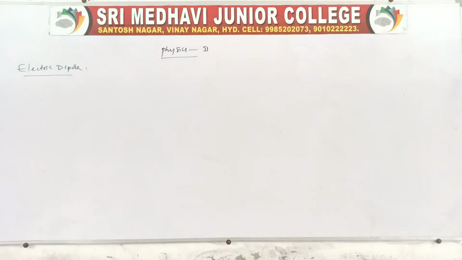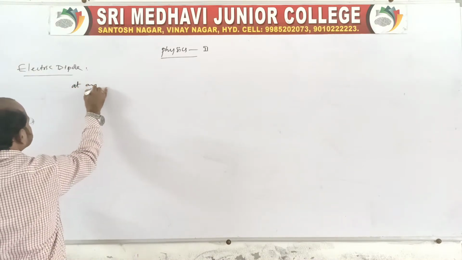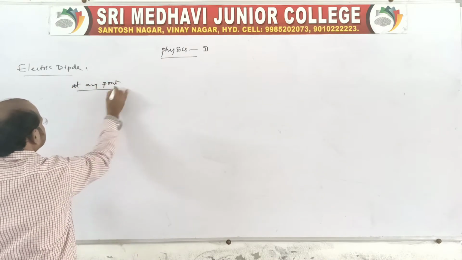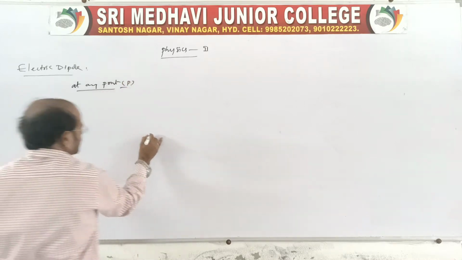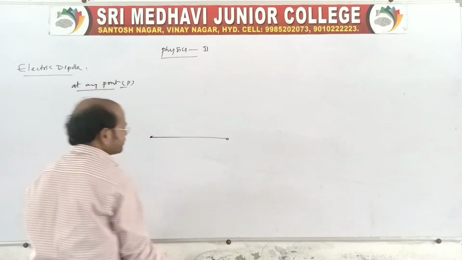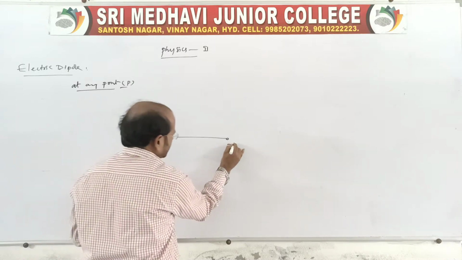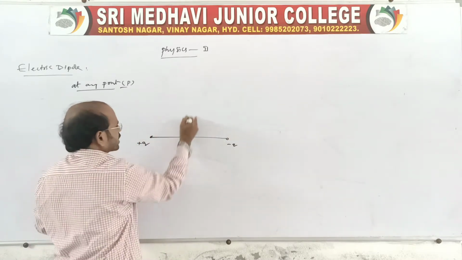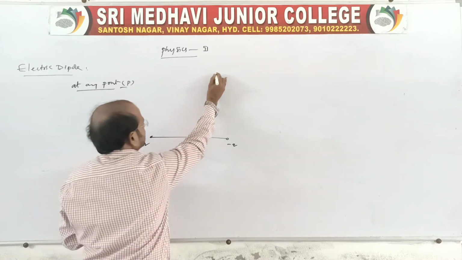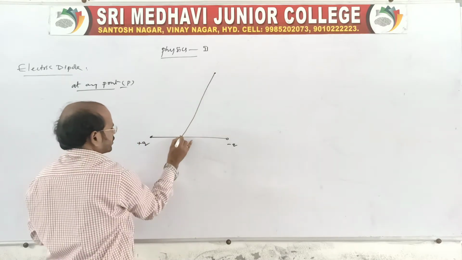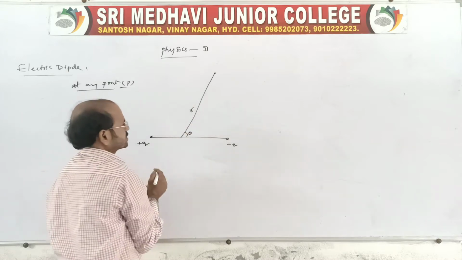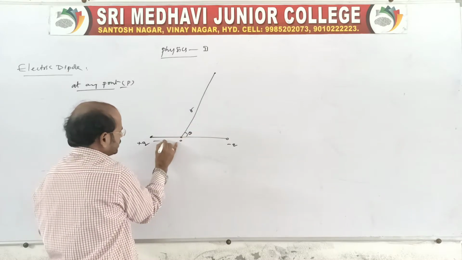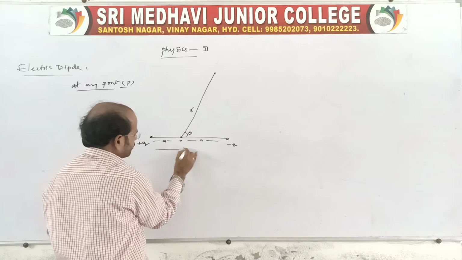I would like to tell you how to do it at any point. The derivation is not required, but I will tell you how to do it. You take a plus q charge and here is the minus q. On the axial line and the equatorial line we already know, but I am asking about any point like this. You take any point, so it is making an angle like this. It is at a distance A from the center, and A on the other side, so the total will be 2A.